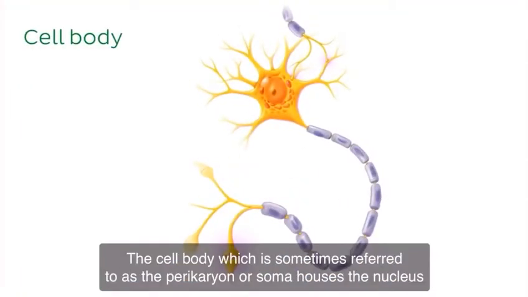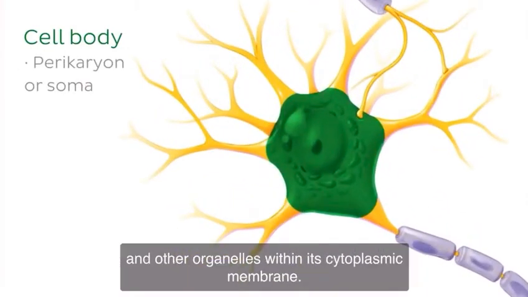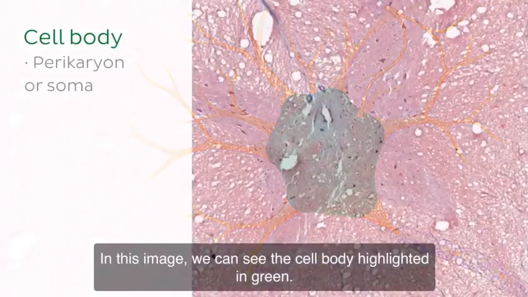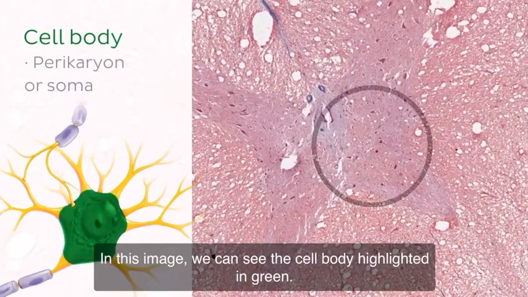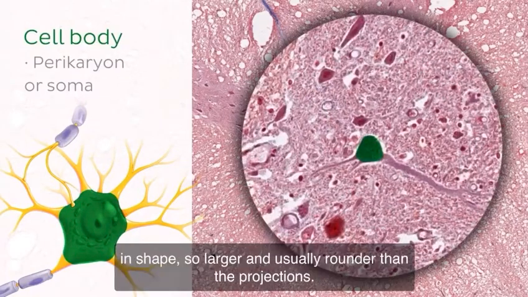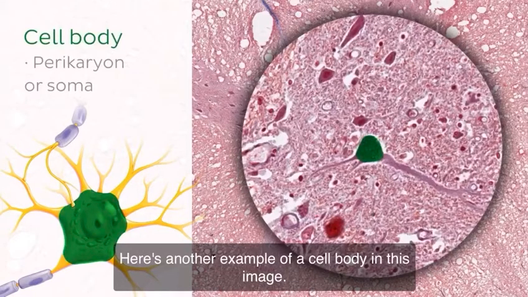The cell body, which is sometimes referred to as the perikaryon or soma, houses the nucleus and other organelles within its cytoplasmic membrane. In this image, we can see the cell body highlighted in green. To identify them in histological slides, we can look for the structure that is dilated in shape, so larger and usually rounder than the projections. Here's another example of a cell body in this image.